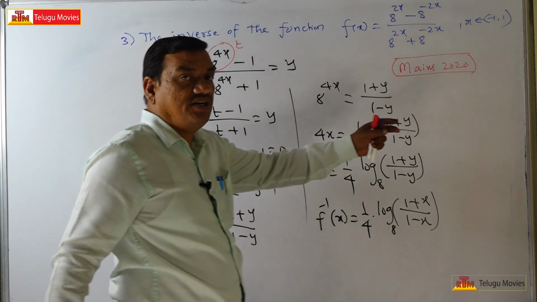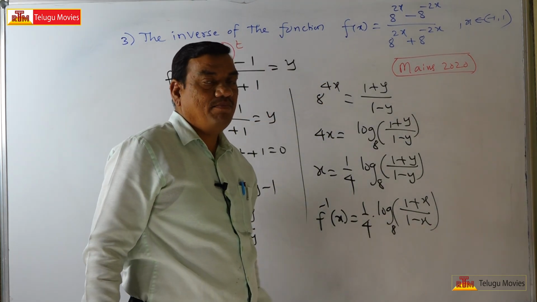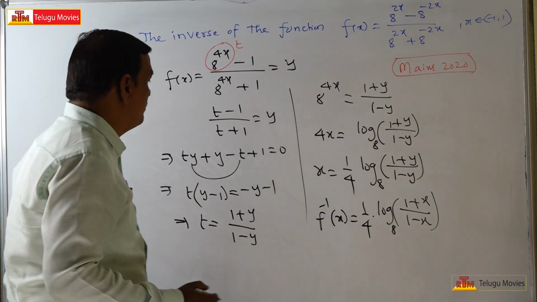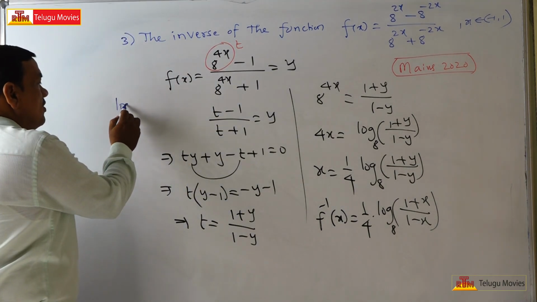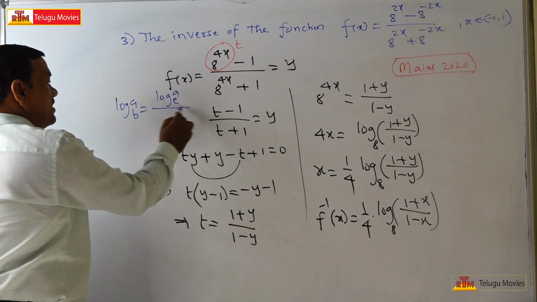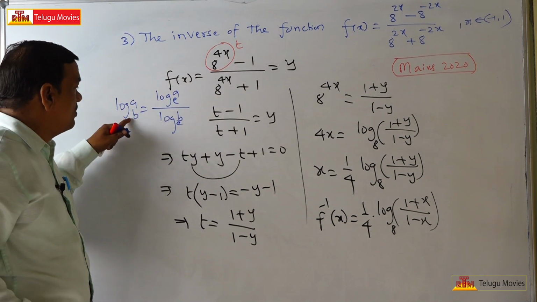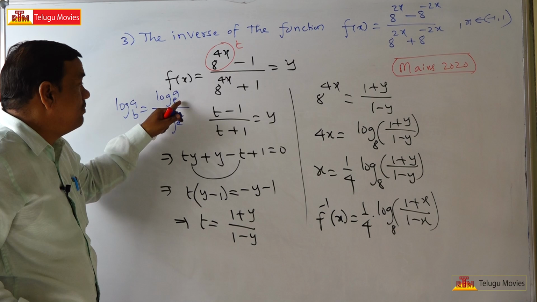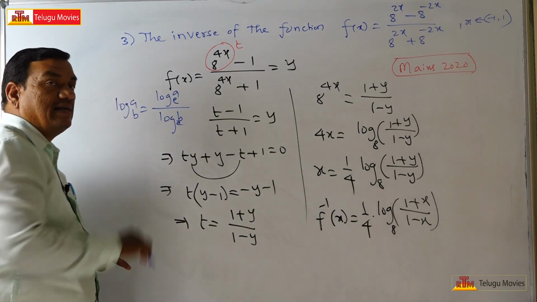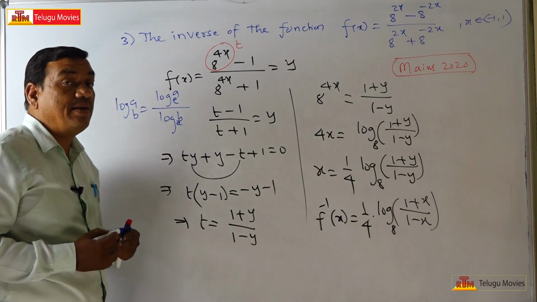But I have not written the options, and the options are to the base e. Now how to change the base? Always remember, log a to the base b is equal to log a to the base e upon log b to the base e. You can separate logarithms to both a and b, keeping the same base.